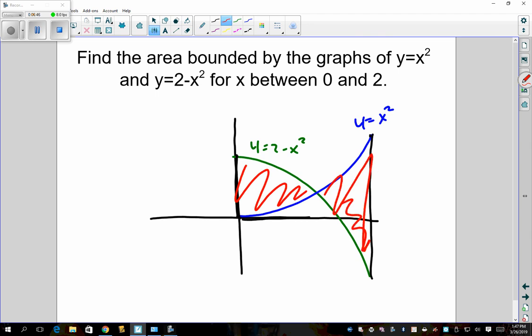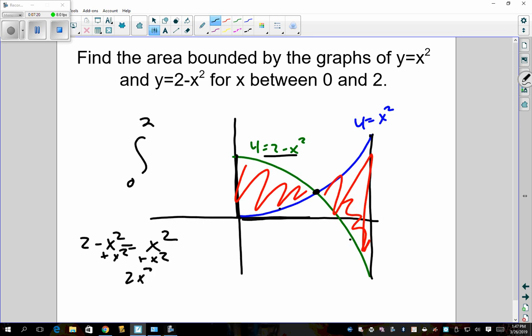And so what I noticed with this is I know that my bounds are between 0 and 2, so that's not the hard part. But what happens here is at this intersection point, both of my functions switch. So the top function becomes the bottom function, and the bottom function becomes the top function. So I know that since they switch, I actually do need to find that intersection point. But this one's pretty easy. We just set 2 minus x squared equal to x squared.